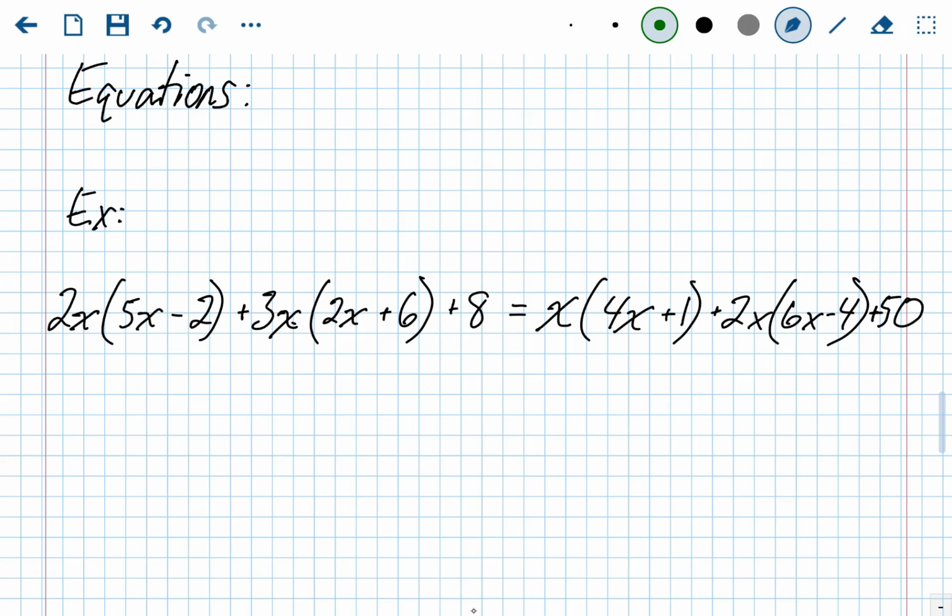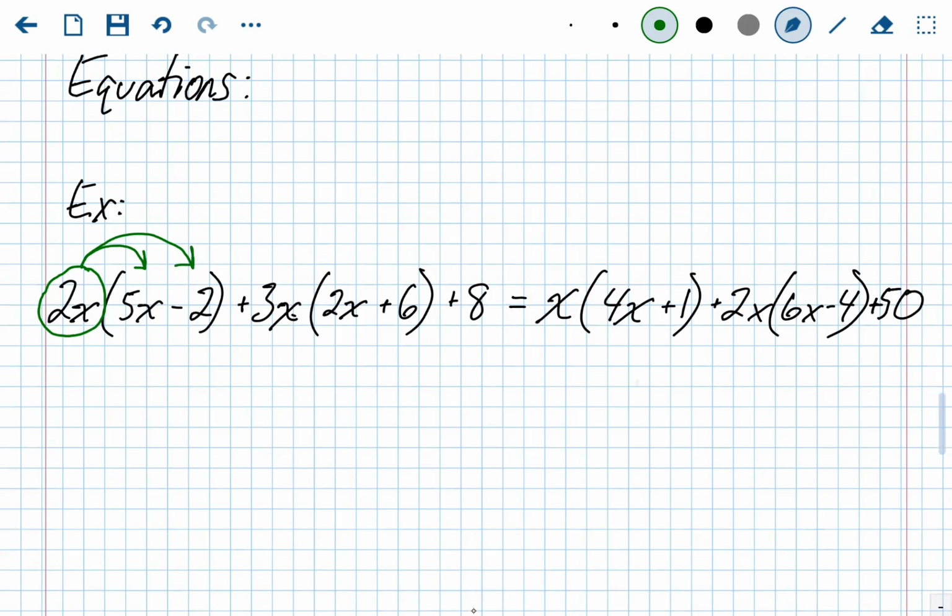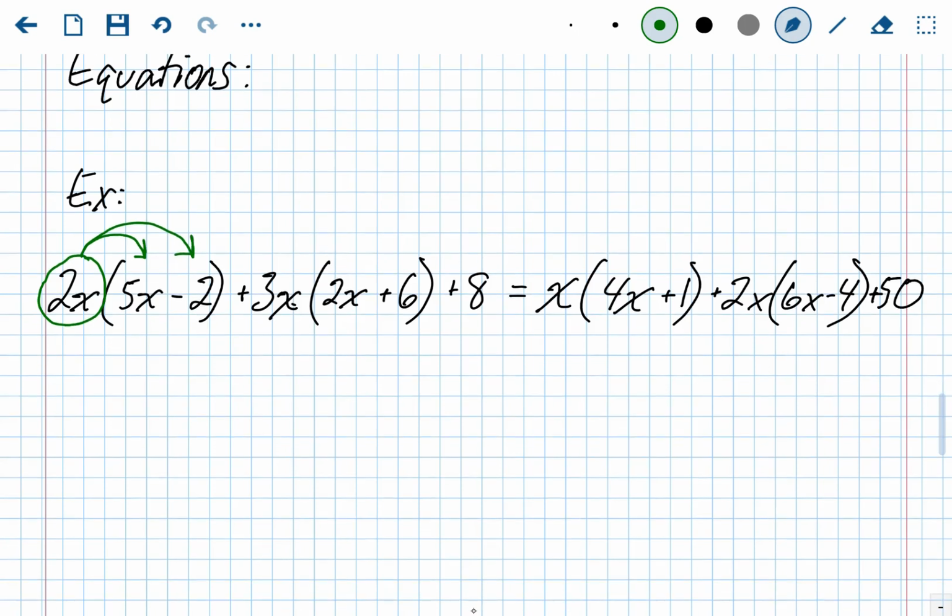The first piece I see, from left to right, is this 2x being multiplied by a binomial. Anytime there's a number or a term in front of a group of parentheses, we want to distribute. So, 2x times 5x: multiply the numbers, add the x exponents. x times x is x squared. 2x times negative 2 is negative 4x.